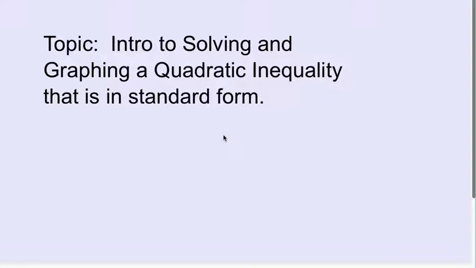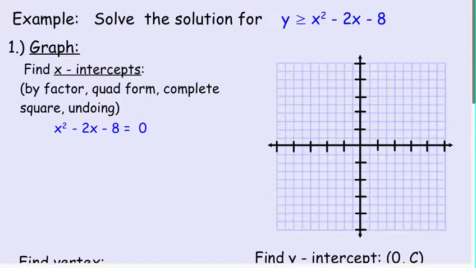Here is a second example of solving and graphing a quadratic inequality, but the difference this time is it's going to be in standard form. So here's our example. We want to find the solution to this quadratic inequality. It's in standard form. So remember, this is our A value, which is 1, our B value, which is -2, and our C value, which is -8. That'll help us later. So we want to be able to graph this parabola.